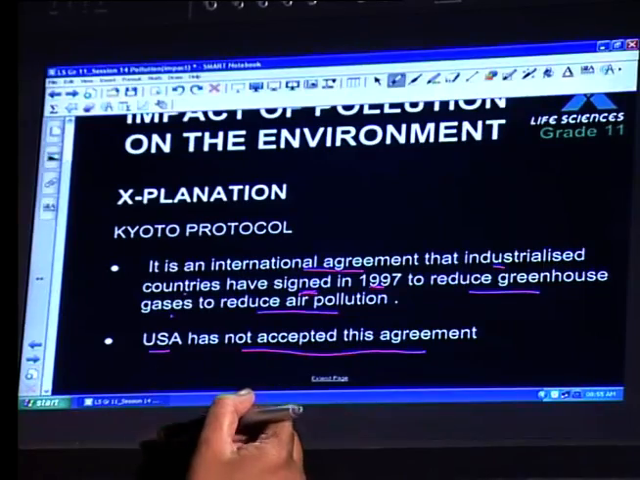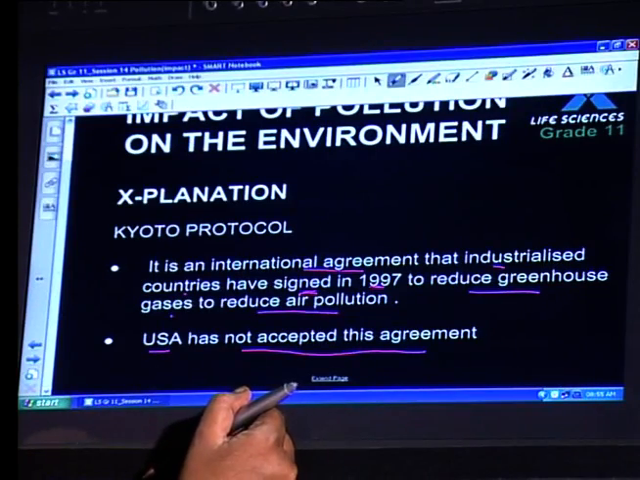However, USA has not accepted this agreement. Now, what does this mean? It means that USA, as a large industrialized area, is the largest contributor of the greenhouse gases and the largest contributor of air pollution.